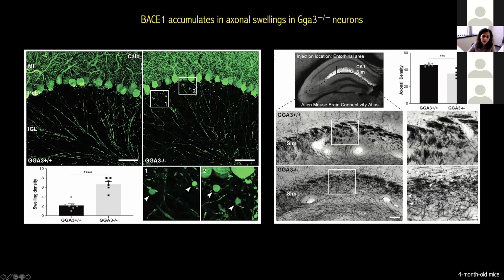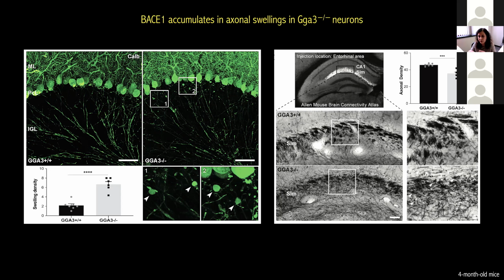When we look at the axon, we immediately notice that in Gga3 knockout cerebella, there was this accumulation of enlargements. And when we quantified it, we found out that the swelling density was increased by 3-fold in the cerebella of knockout mice compared to control littermates.